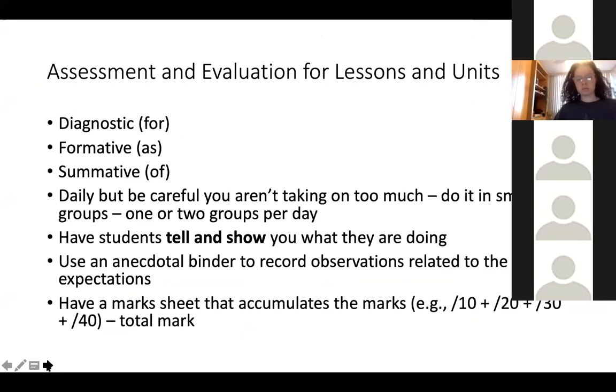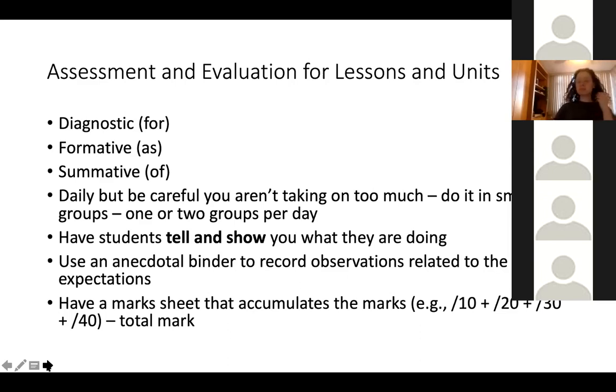So when we're thinking about our units, this is really true of lessons as well. We're thinking diagnostic assessment is the for learning. So it's coming before you start the lesson because you want to know what they know so you can add or take away. The formative is as you're going through. So formative is the thing you're doing most of the time. You're doing formative every single day. And then the summative in this case are the three culminating tasks.